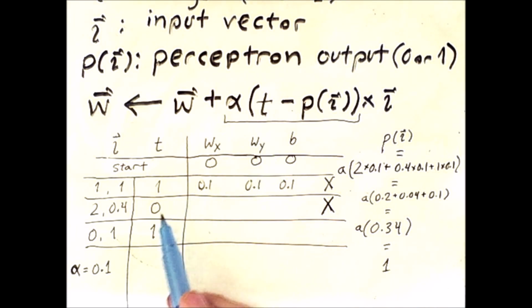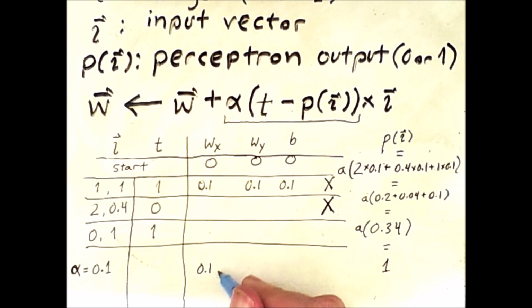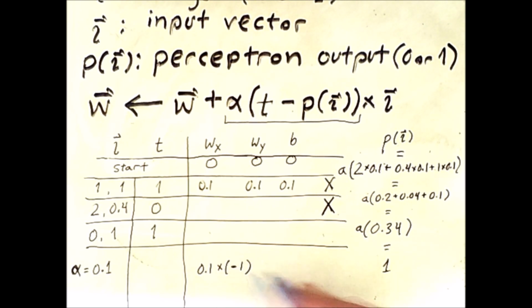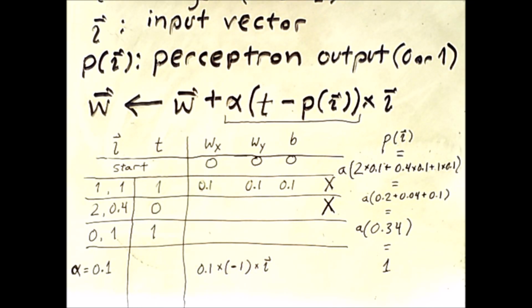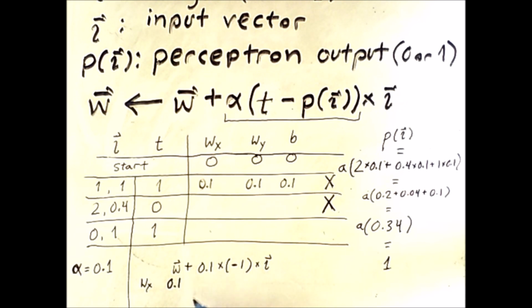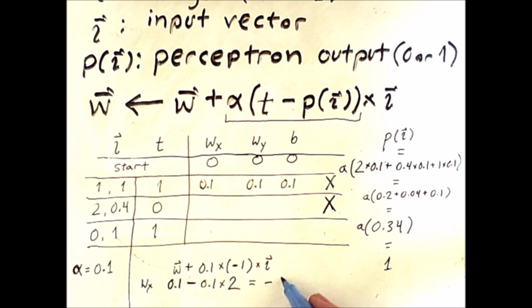So our target was 0, our perceptron output was 1, so 0 minus 1 is negative 1, and so we'll have our alpha of 0.1 times negative 1 times the individual input values, and that's going to be added to the individual weight values to get our actual updates. 0.1 minus 0.1 times what is the input for x? Well, it's a 2. So we're doing 0.1 minus 0.1 times 2, in other words, minus 0.2. So this actually equals negative 0.1.